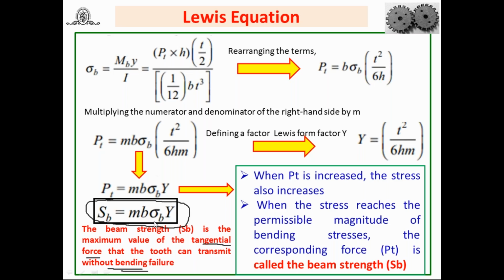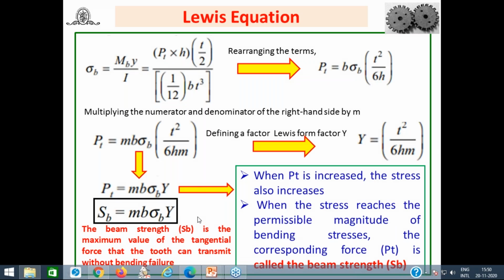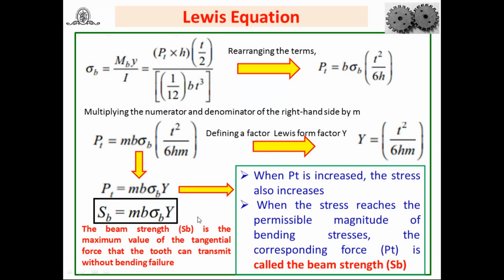Sigma B is the bending stress. And what is Y? Lewis form factor. Now, you know very well, we have already discussed the B module. So today we are going to discuss these two terms, sigma B and Y. Let us discuss the first term, sigma B.